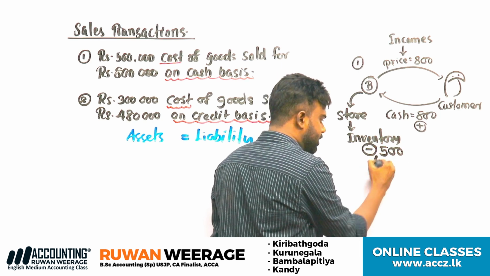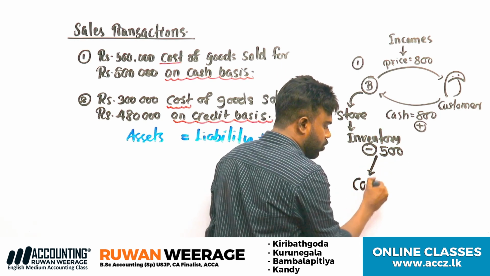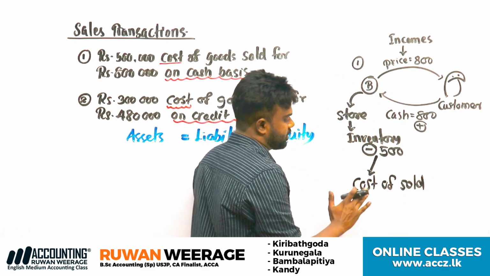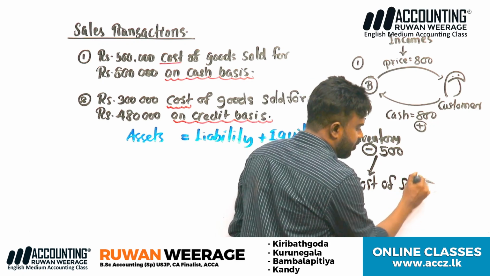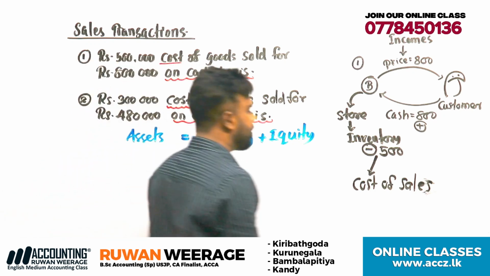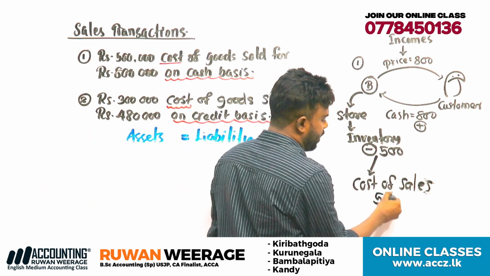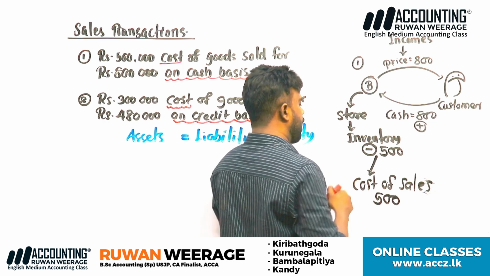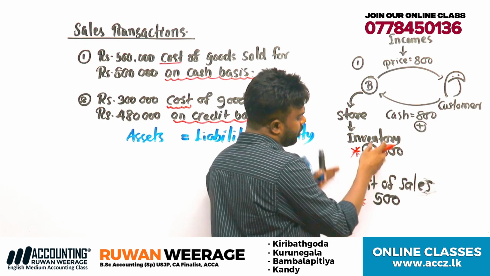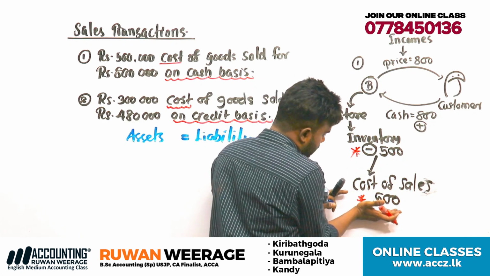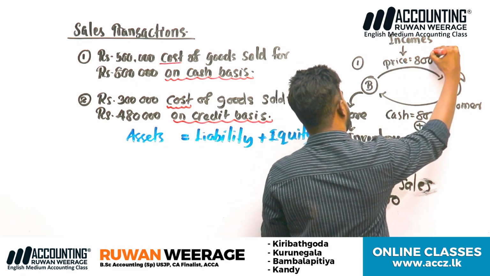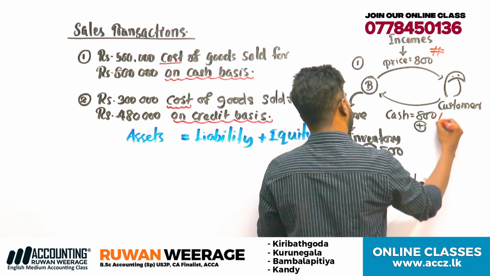So it should be considered as, on the other hand, what? Cost of sold goods, cost of sales. I'll write down here cost of sales. The actual cost of sold goods, that is my expense, the cost. It should be 500. So I'll record here two impacts. Inventory decreases, so on the other hand, you have to recognize it as your cost. Cash receipt becomes your income.